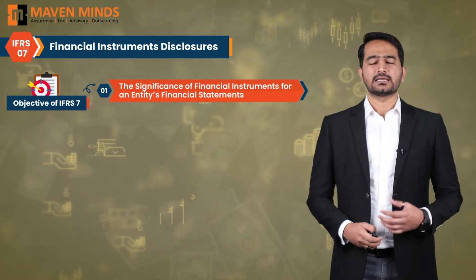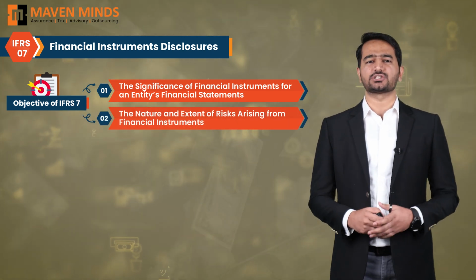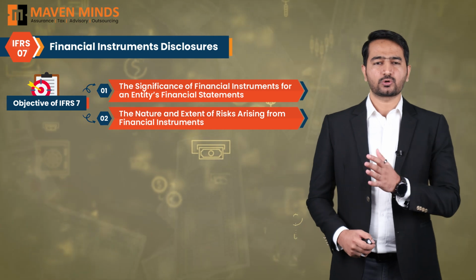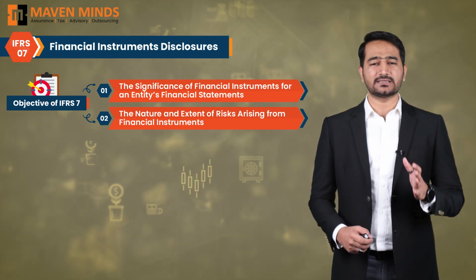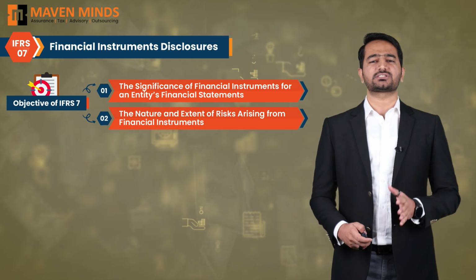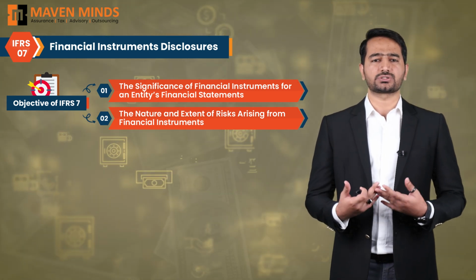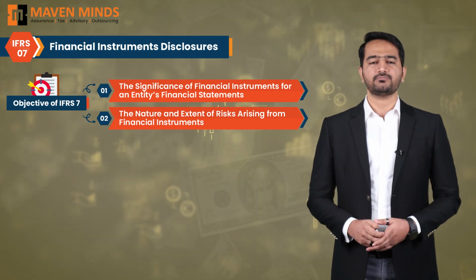And number two, the nature and extent of risks arising from the financial instruments. This is where companies disclose both qualitative and quantitative information about the risks associated with their financial instruments and crucially how they are managing those risks. We will dive into these risks a bit later.